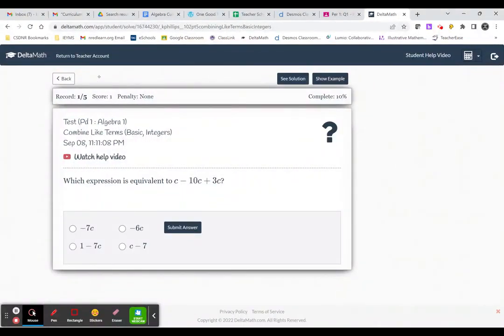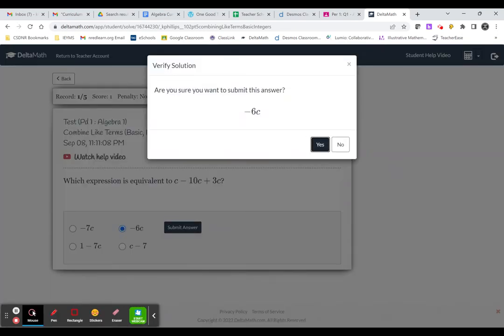Same thing for the next problem. It's not a story, but it simply asks you to simplify by combining like terms. So c minus 10c and plus 3c. Now remember, if there's no number in front of the variable, it's an invisible one. So 1c minus 10c's is negative 9c's. And then I have to add 3c's, so that will give me negative 6c. Find that here and click submit.